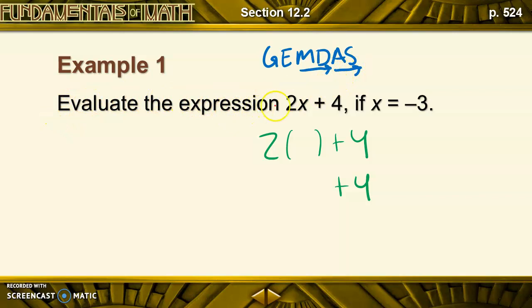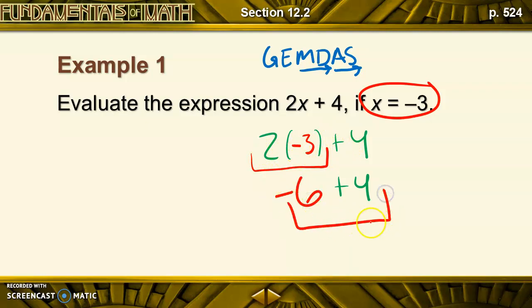When we evaluate this expression, 2x plus 4, they're telling us that x is equal to negative 3. So that means I'm going to substitute, I'm going to evaluate negative 3 wherever I see x. And my reminder from last lesson is that whenever you evaluate, you always want to use parentheses. Parentheses are a really helpful reminder for us to fill in the blanks. Now, order of operations would say we have to multiply first before we add. So 2 times negative 3 is negative 6. And now we can add these.